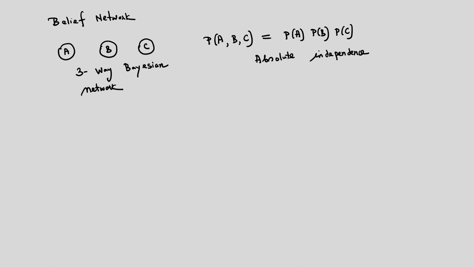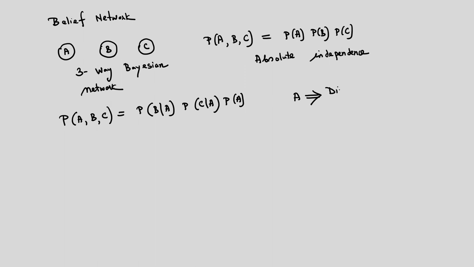Okay. Now, suppose I give another example. Probability of A, B, C is equal to, suppose, probability of B given A, probability of C given A, probability of A. Suppose I am showing like this. Suppose the variable A represents the disease, and B and C I can say are symptoms. So, A is the disease and B and C are symptoms given A. So, we can model B and C as conditionally independent symptoms given A.